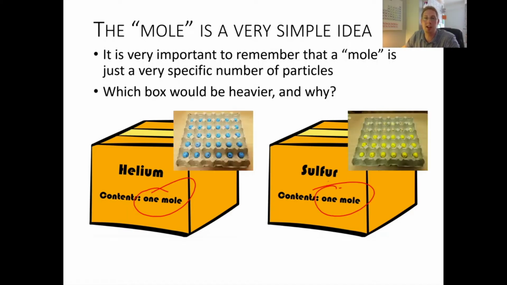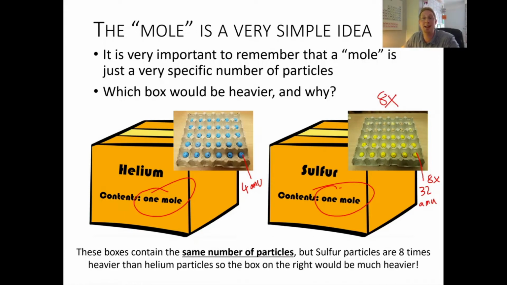Well, I hope that you've realised that each of them contains the same number of atoms. Each of them is just a full tray of the atoms. But the helium atom weighs 4 atomic mass units, whereas the sulfur atom weighs 32 atomic mass units, and that's because of the number of protons and neutrons in the atom. Because it's the same number of particles, if this particle is 8 times heavier, then it means that this tray, this mole, is 8 times heavier. So the boxes contain the same number of particles, but because sulfur particles are 8 times heavier, the box on the right would be 8 times as heavy.